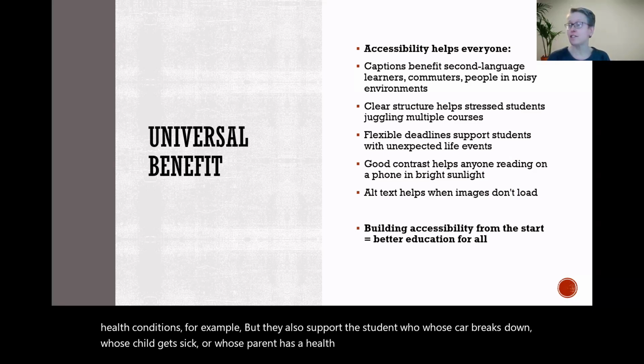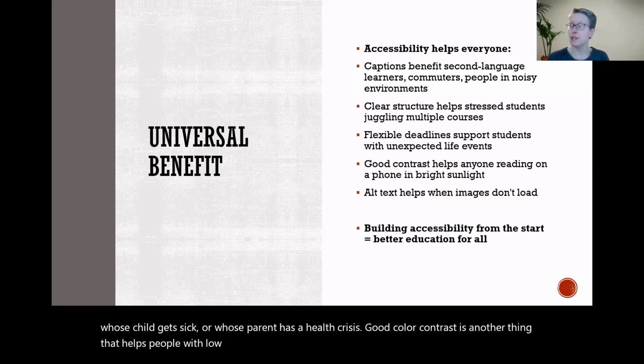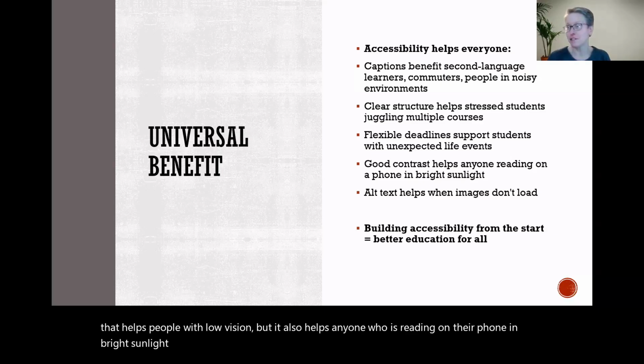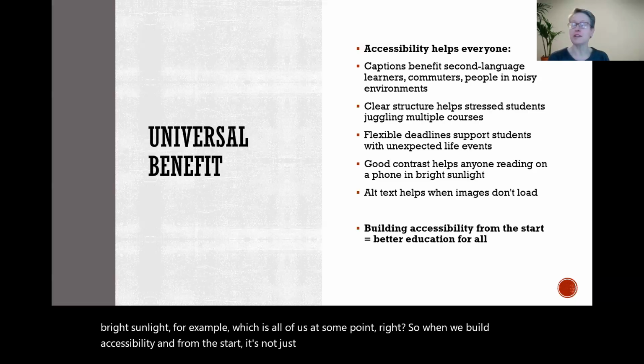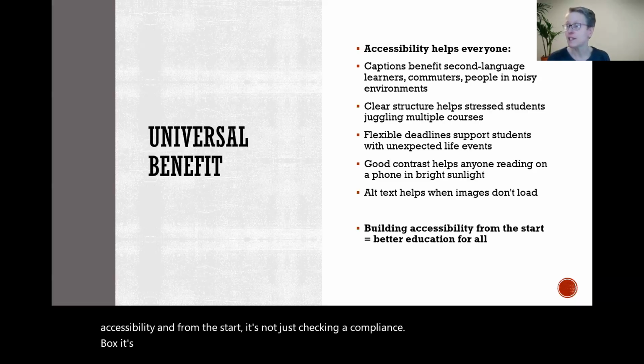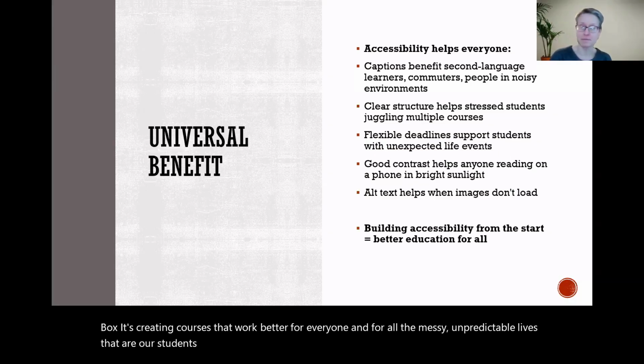Good color contrast is another thing that helps people with low vision, but it also helps anyone who is reading on their phone in bright sunlight, for example, which is all of us at some point, right? So when we build accessibility in from the start, it's not just checking a compliance box, it's creating courses that work better for everyone and for all the messy, unpredictable lives that our students have on a daily basis.